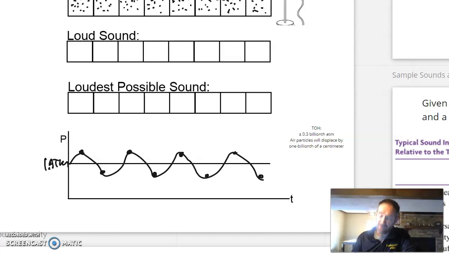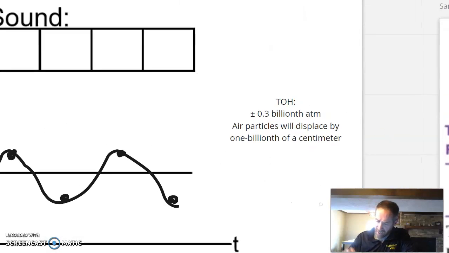Now, I said that that was going to be the softest sound that a person could possibly hear. Let me zoom in. The softest sound that a person can hear we call the threshold of hearing, and we'll talk more about that in a second. But I will say that it is generally considered to be plus or minus 3 billionths of an atmosphere will make the eardrum vibrate violently enough with enough amplitude that a signal will be sent to the brain.